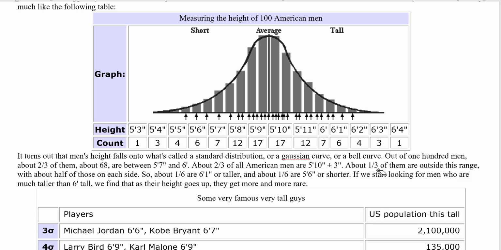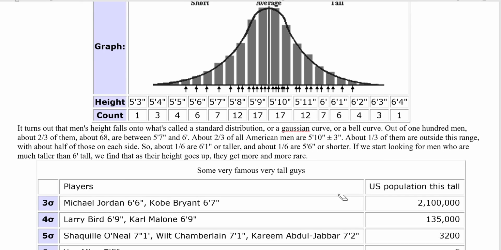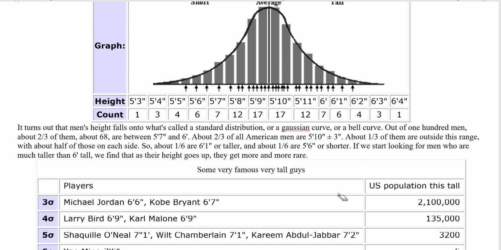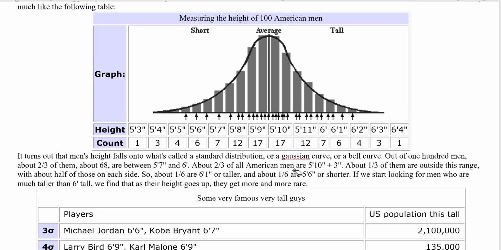1/3 of them are outside the range, with half of them on either side. So 1/6 of them are 6'1" and taller, and 1/6 are 5'6" or shorter. This is how the standard deviation works here. If 2/3 of all are plus or minus 3 inches, that's one standard deviation. So somebody between 5'7" and 6 feet tall is going to be one standard deviation. And then you go 2 standard deviations.